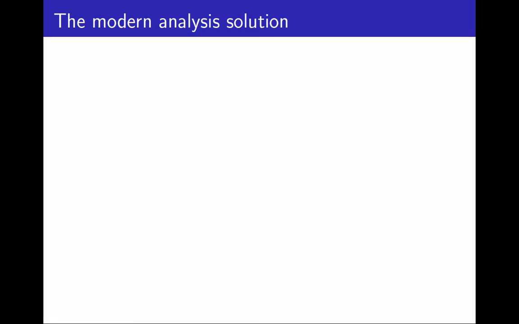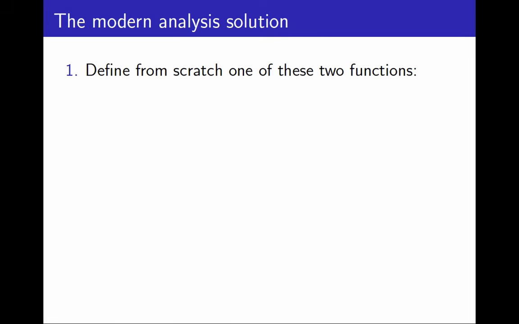This leads to what I call the modern analysis solution. It goes in 3 steps. Step 1. Define one single function from scratch, either the exponential with base e or the natural logarithm. Of course, this is the difficult step. I will come back to it.